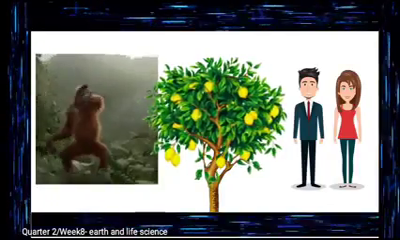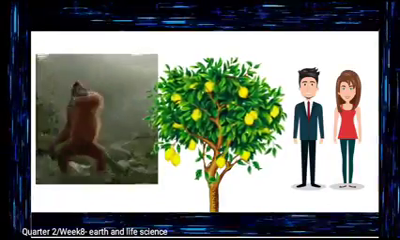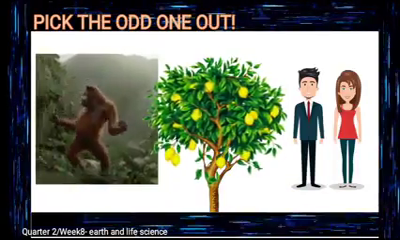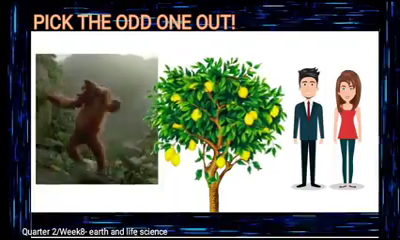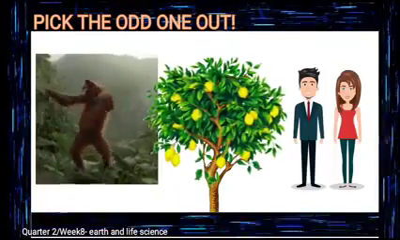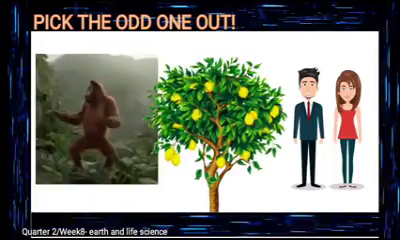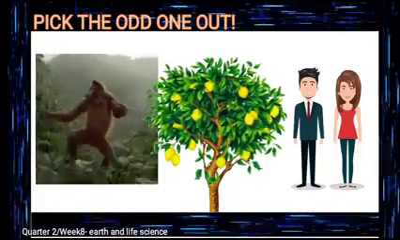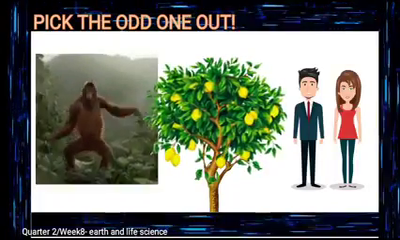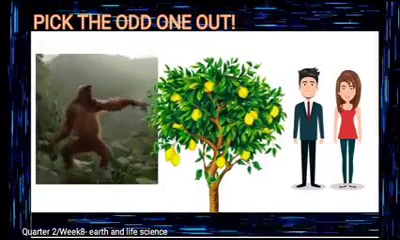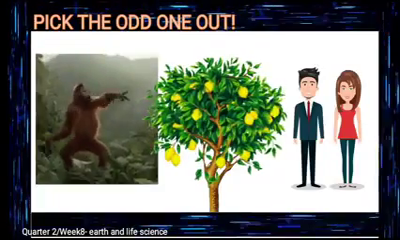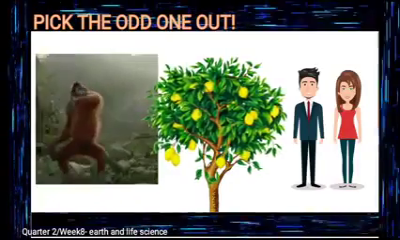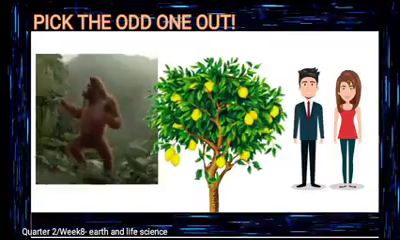To start this lesson, I want to play a game. This game is called Pick the Odd One Out. I'm going to show you 3 different species, and I want you to look at their physical appearances and characteristics, and work out the odd one out. So as you can see, we have the gorilla, a lemon tree, and human. Which of these 3 pictures does not belong to the group?